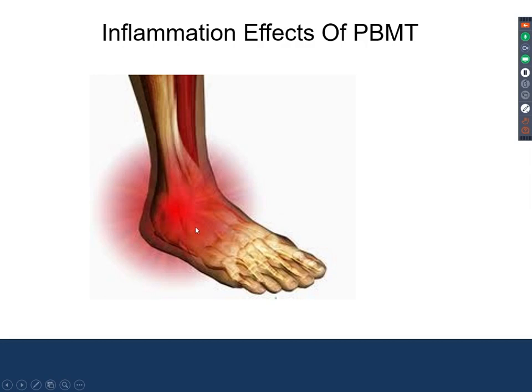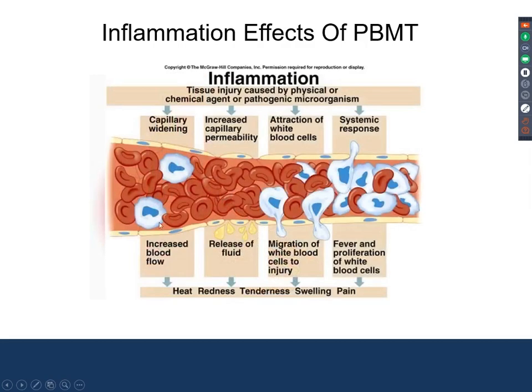Another interesting effect is that on inflammation. So normally when we have inflammation, we have capillary widening, increased permeability, and then you get influx of white blood cells. You might get migration of white blood cells into the area. You'll get heat and redness and tenderness and swelling. Everyone knows the cardinal signs of inflammation.